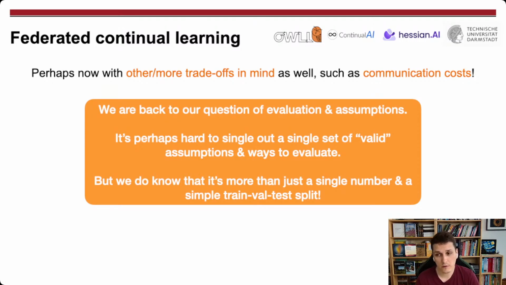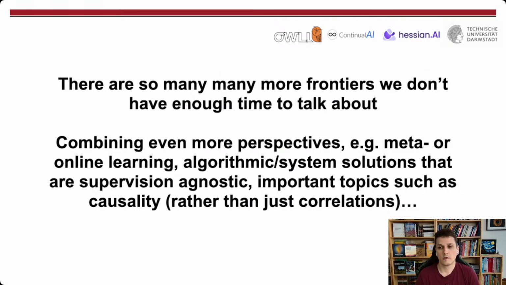But what we definitely do know, hopefully from the course, is that there's more to machine learning than just a single number. There's definitely way more to machine learning than just a single number in continual and lifelong learning when we go into any of the scenarios that don't just evaluate on a simple train validation test split. So there are a lot more frontiers that we could talk about now. In fact, I think it's almost endless.